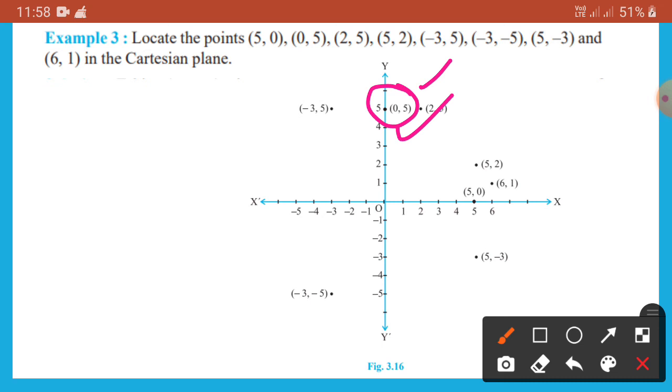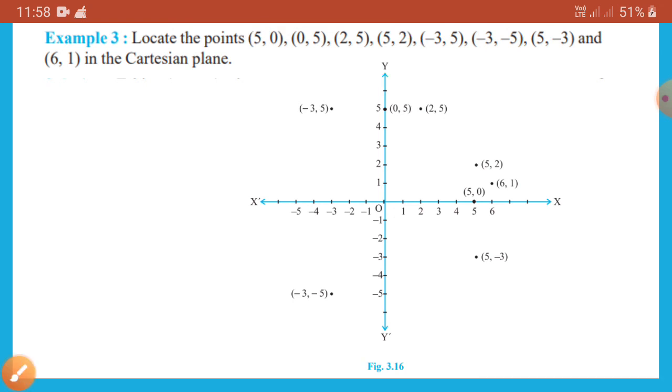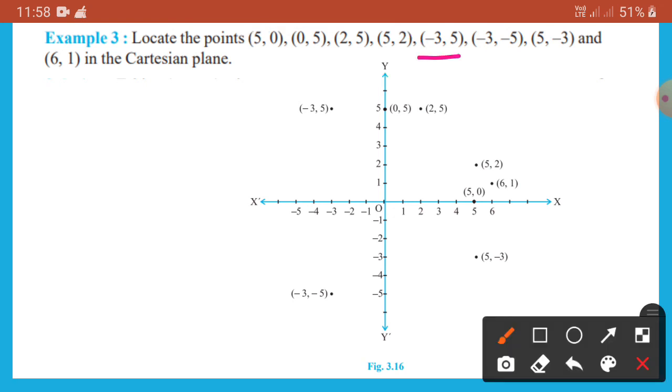Okay, got it? Then (2, 5). So the point is (2, 5), we have to locate. So at first we have to go 2 units from the positive y axis, and then 5 units distance from the positive x direction. Okay, so in all these coordinates the sign is plus plus, that means all these points will lie on the first quadrant.